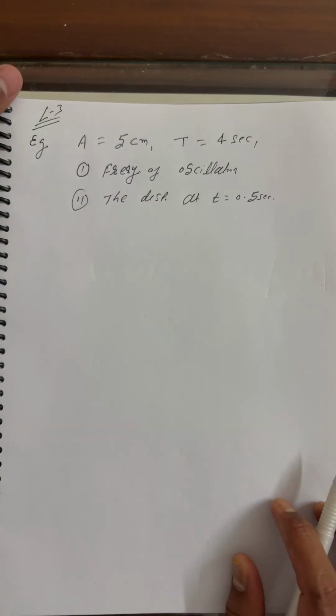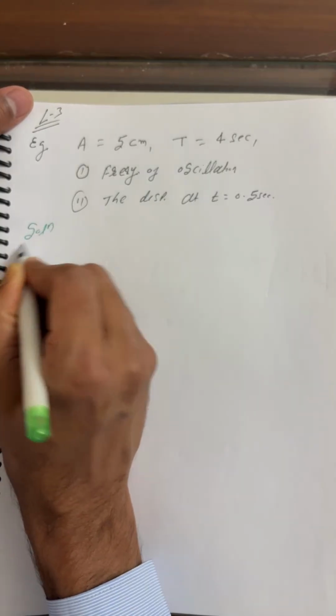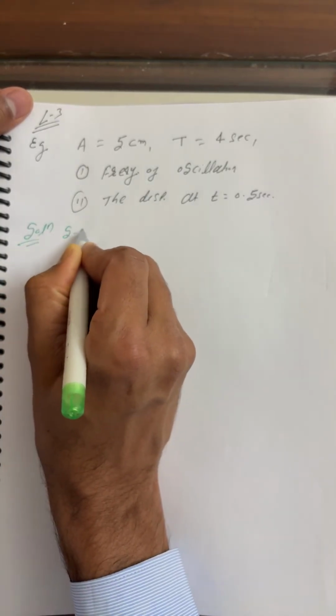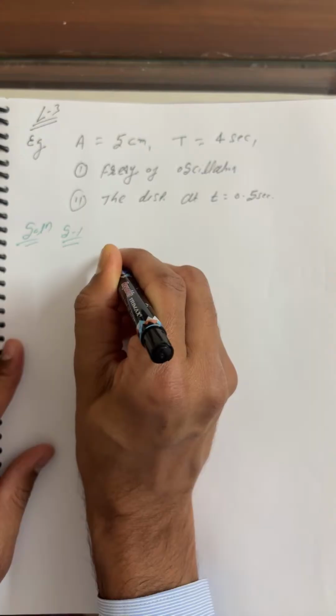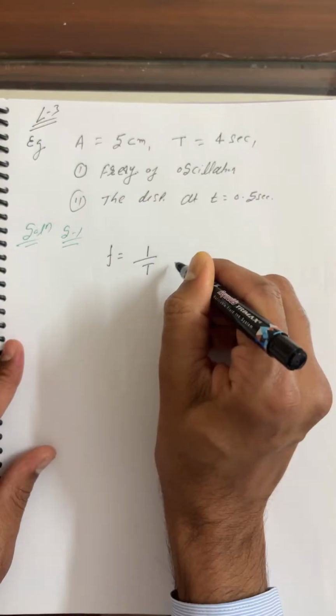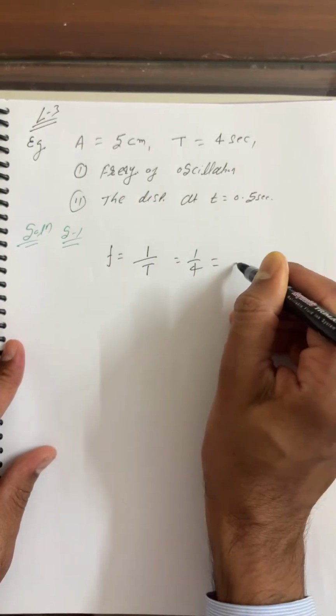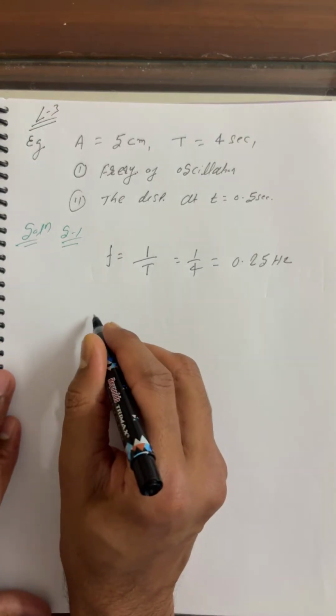As usual, the class has already started, but now with the solution of this question. Have a look, students. I'll go here. Solution of the question, step by step. Step one: in the question, the data we have to find is the frequency. It's literally very simple. I hope all of you remember: frequency is 1 by time period. So this is 1 by 4, which is 0.25 hertz. My dear, 0.25 hertz.